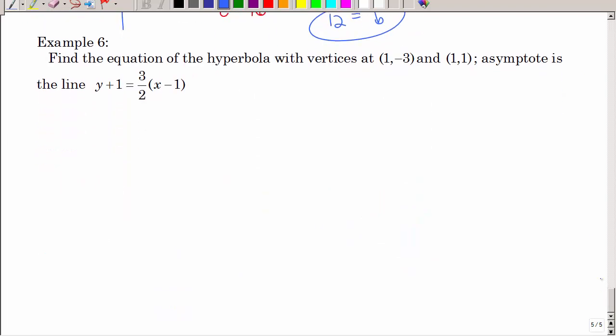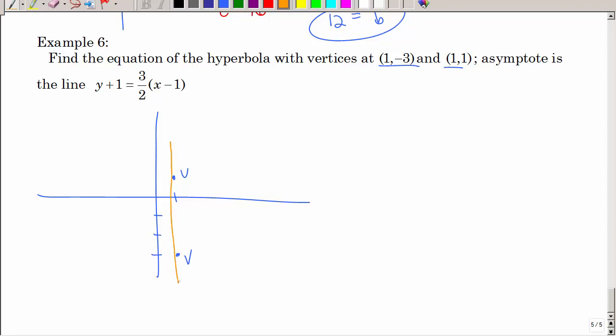Now the last example is a little bit trickier. Okay, given an asymptote. And yes, we have rise over run, but remember that's just a relationship between how far you went up and over. So let's look at this. We have 2 vertices at 1, -3, and 1, 1. What does that picture automatically tell you? It tells you transverse axis is in the y direction, so our y comes first.